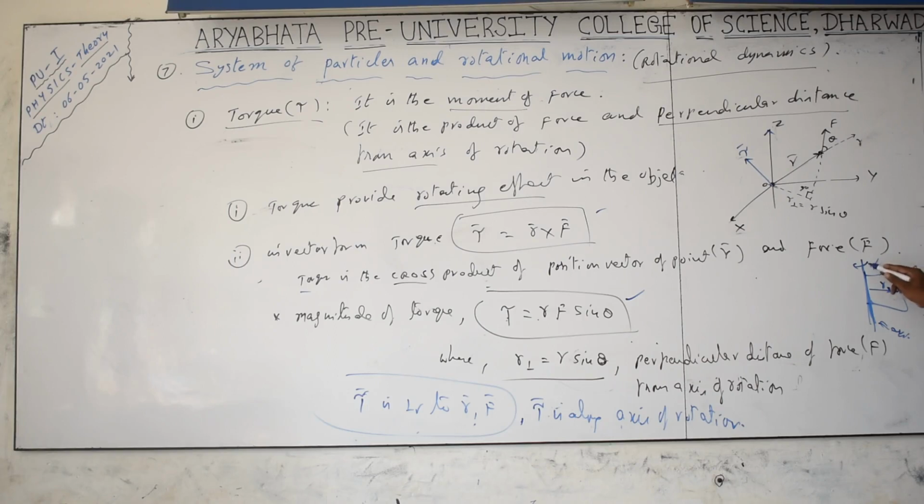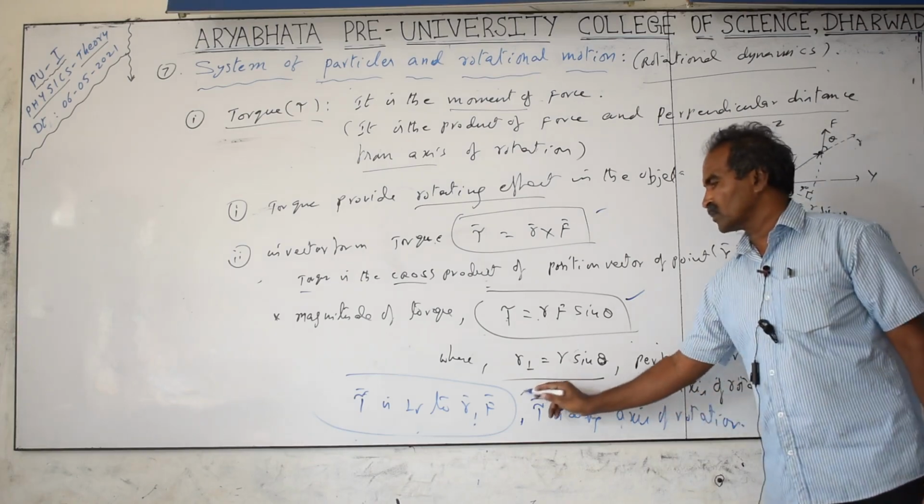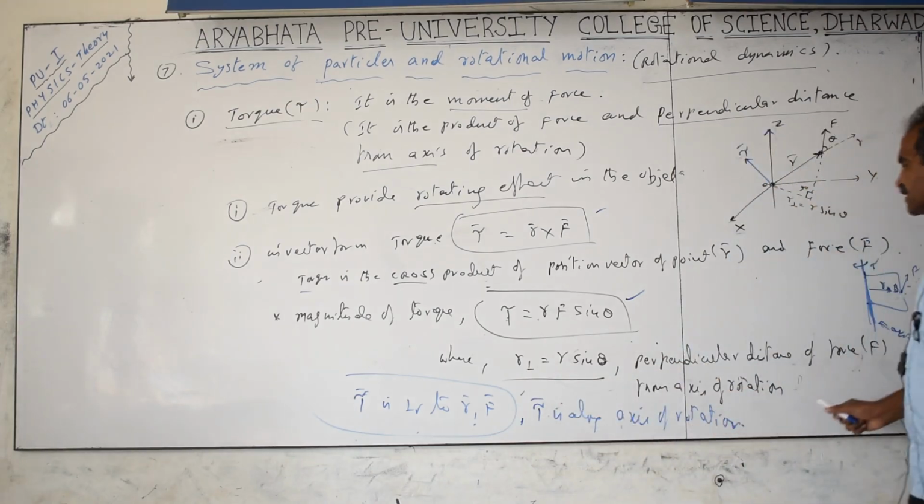And this torque is perpendicular to the radius and perpendicular to the force. Theta is 90 means torque, R and F are all perpendicular to each other. But whatever the angle, the torque is compulsorily perpendicular to R and F. Torque is perpendicular to R and F, and torque acts along the axis of rotation.